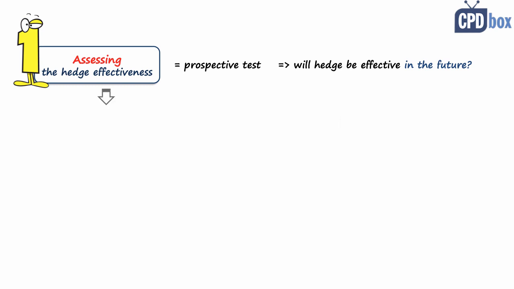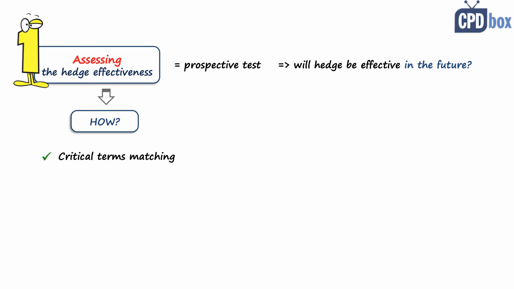And how are you going to do that? Well, there are a few methods, both quantitative and qualitative, and I'm not going into too many details now, but just let me name a few of them. Well, you can apply the critical terms matching, just as was mentioned in the question. And this is a qualitative method because you do not perform any calculations.